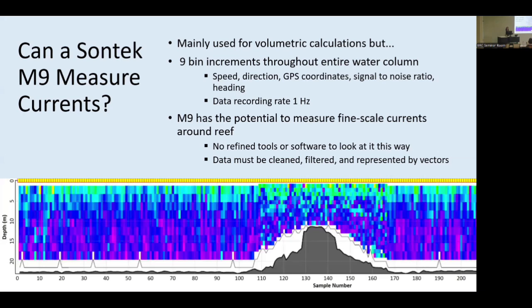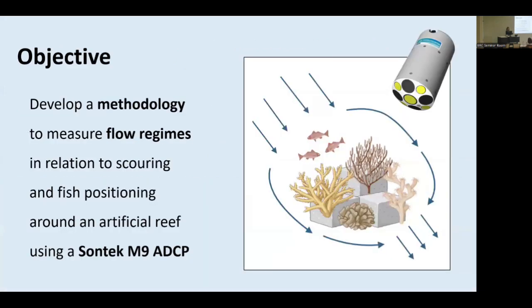The M9 has the potential to measure these fine-scale currents around reefs. However, there are no refined tools or software to look at it this way. And the data then must be cleaned, filtered, and represented by vectors. So my overall objective is to develop a methodology to measure these flow regimes in relation to scouring and fish positioning around an artificial reef using a Sontek M9 ADCP.